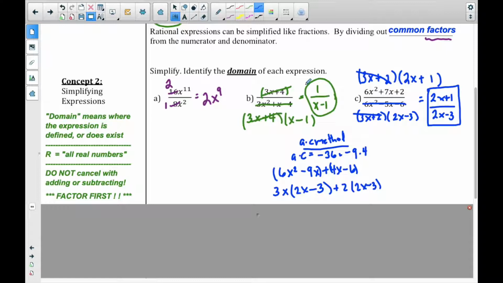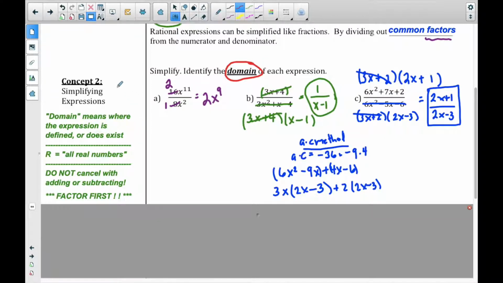Okay, now let me back up because there's something in the instructions that we didn't really discuss, the domain. So we're going to talk about domain on each one of these. So over in the margin here, some things you need to write down. The domain is where the expression is defined or where it does exist.